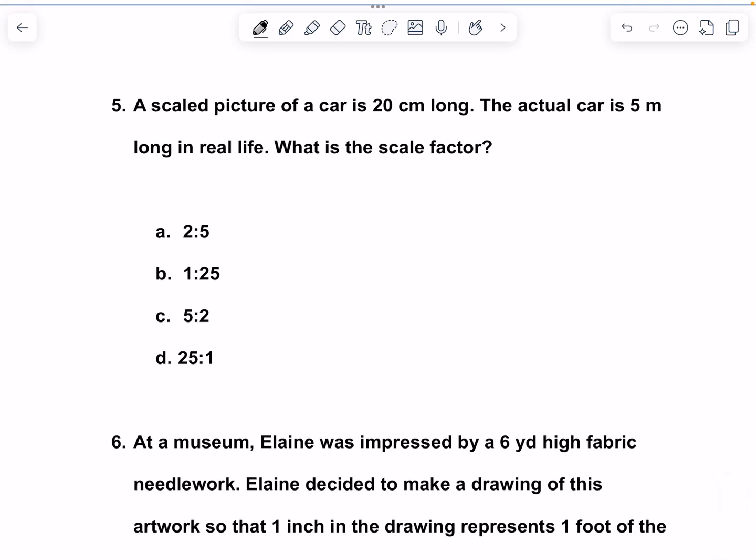Number 5 says a scaled picture of a car is 20 centimeters long, and the actual car is 5 meters long in real life. What is the scale factor? First, to establish conversions, we know 100 centimeters is in 1 meter. So it would be 20 centimeters, and 5 meters is 500. So it would be 20 to 500. If we simplify that, it would be 1 to 25. So this would be our scale factor, 1 to 25, which would be B.